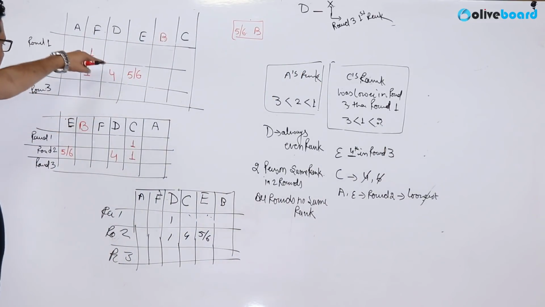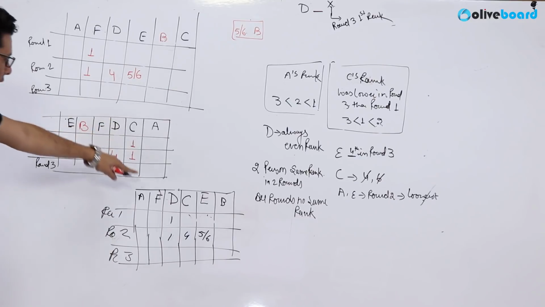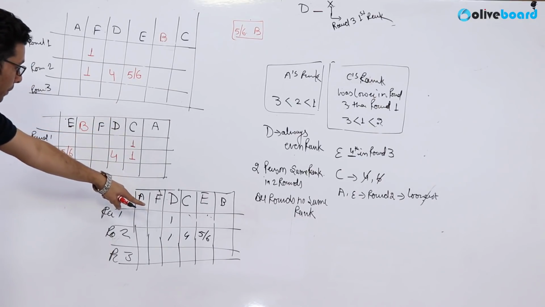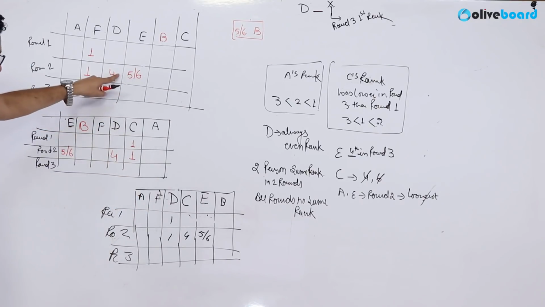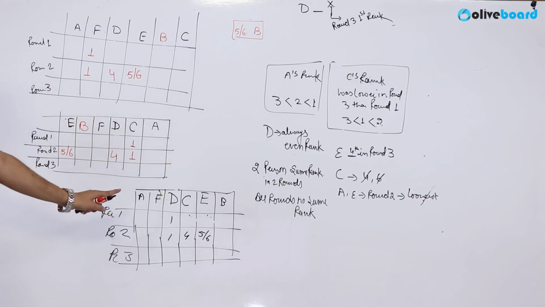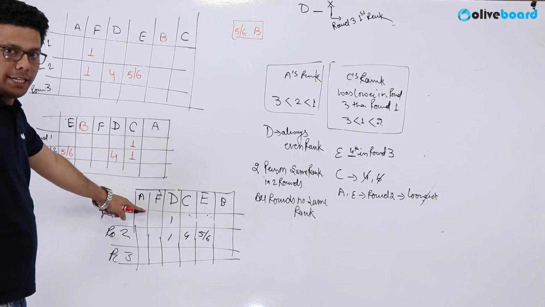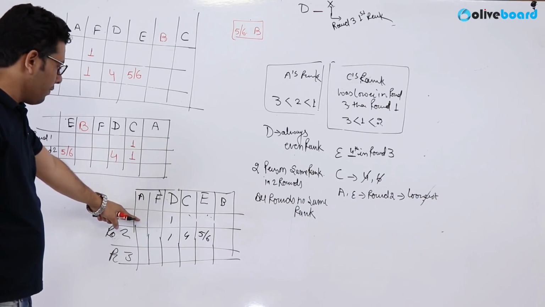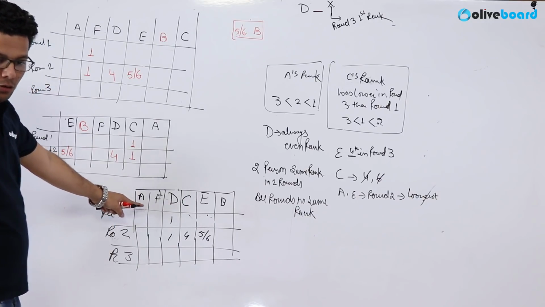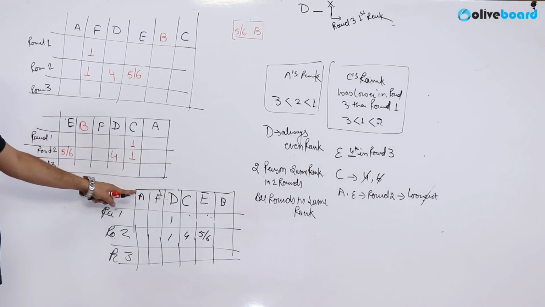D's always got the even rank. We are already having D's rank as fixed. No. 5, 6, 4, 1, 1. In this scenario, we are not having the rank of D as even.